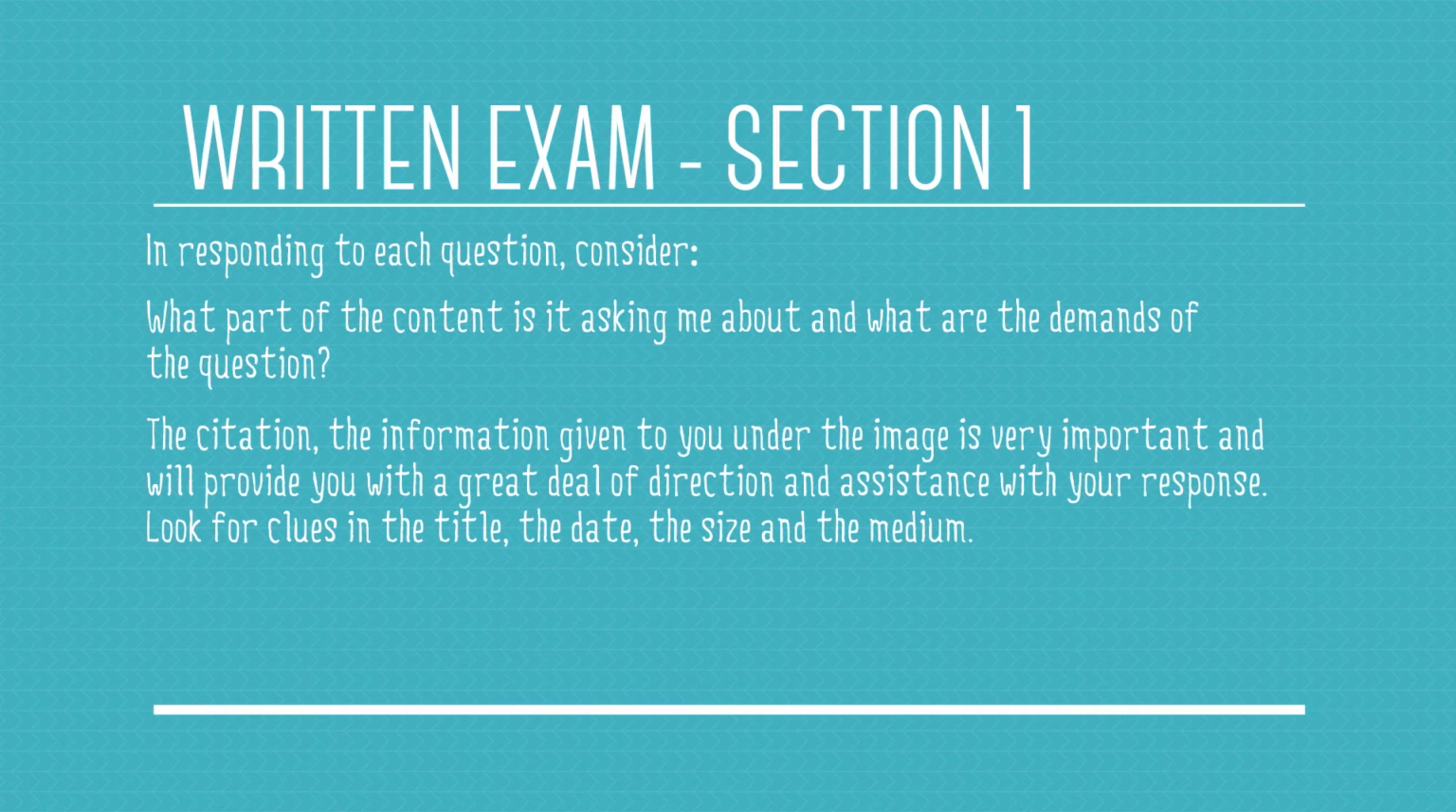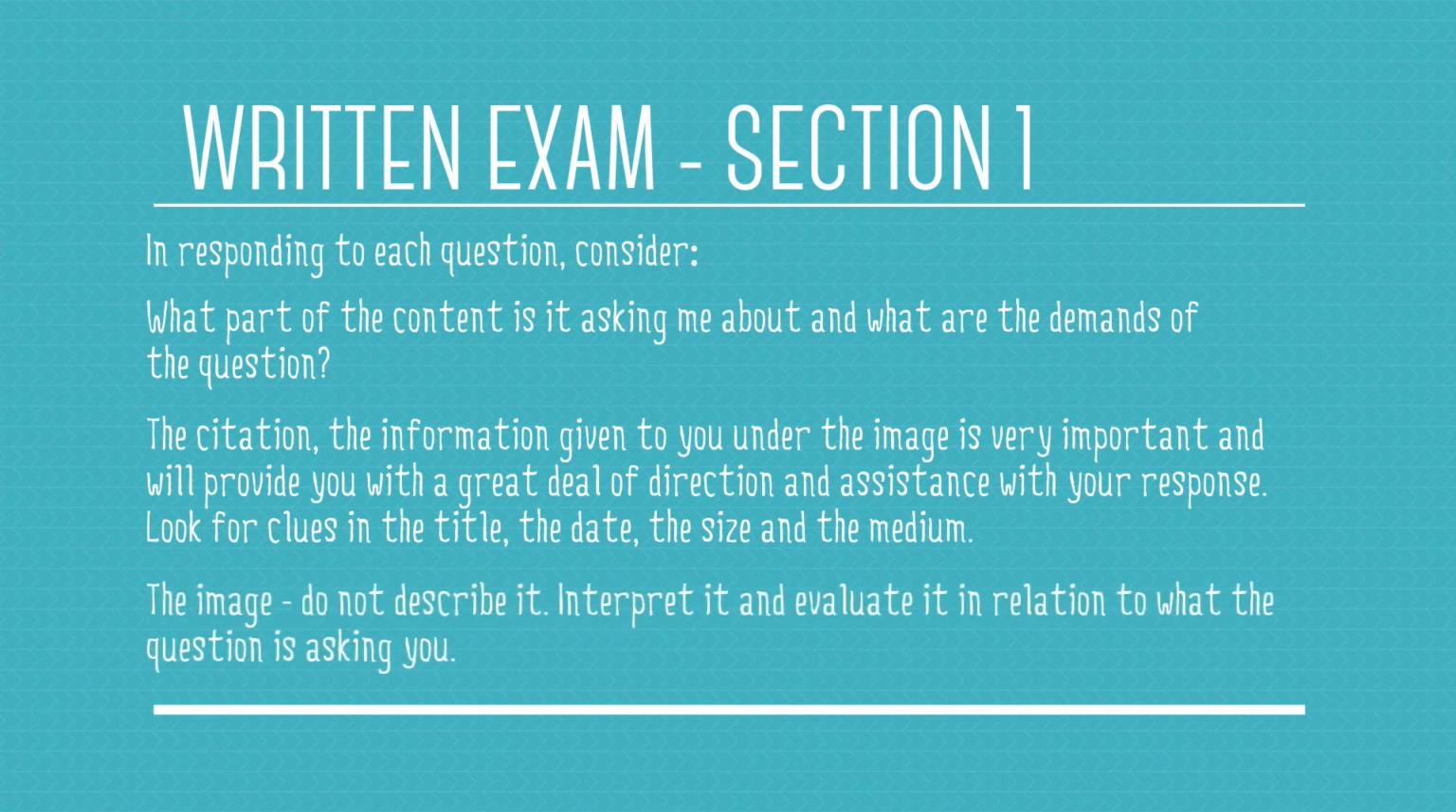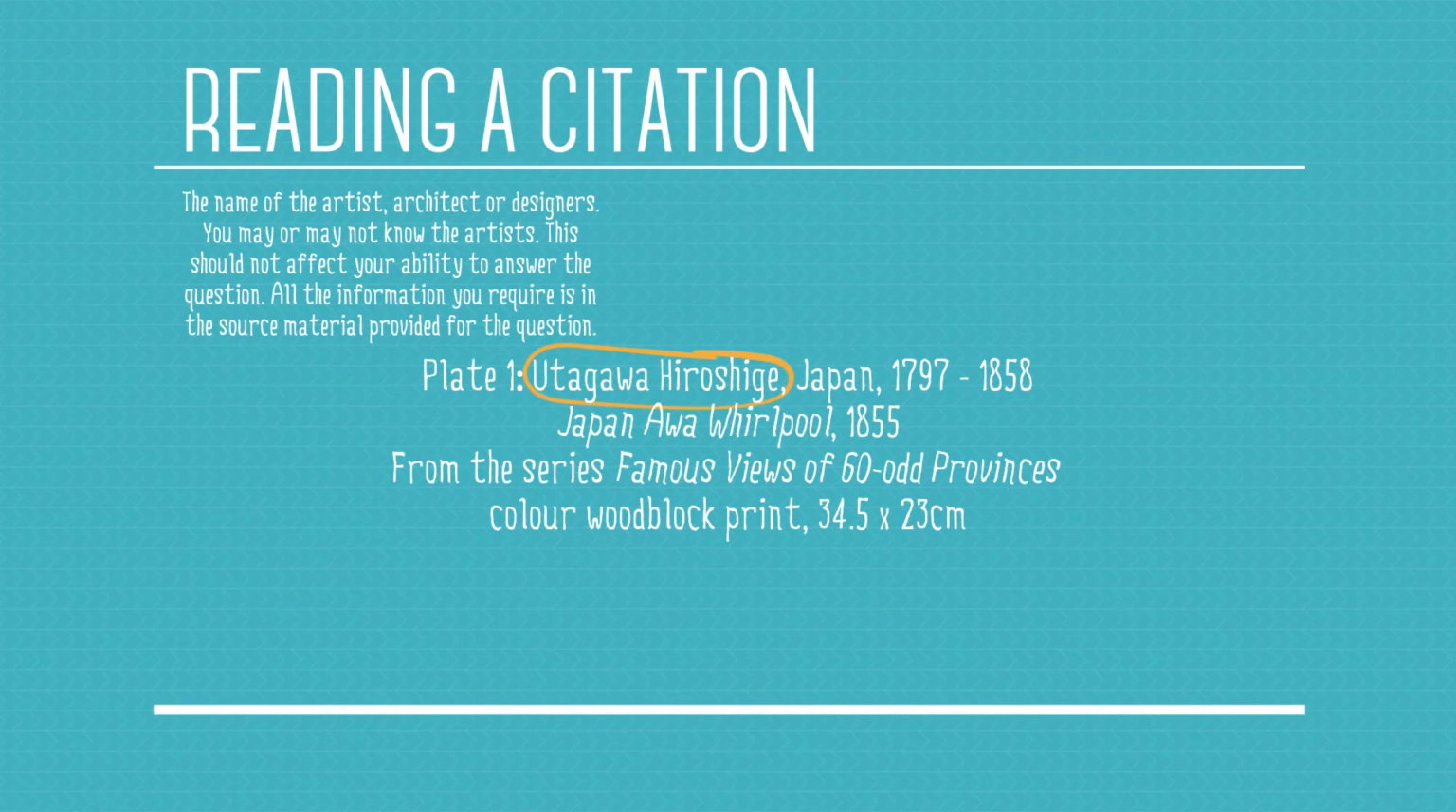Look for clues in the title, the date, the size and the medium. When it comes to the image, don't just describe it, interpret it and evaluate it in relation to what the question is asking you. When it comes to reading a citation, the first thing we look at is the name of the artist, the architect or the designers. You may or may not know the artist, but this should not affect your ability to answer the question. All the information you require is in the source material provided for the question.